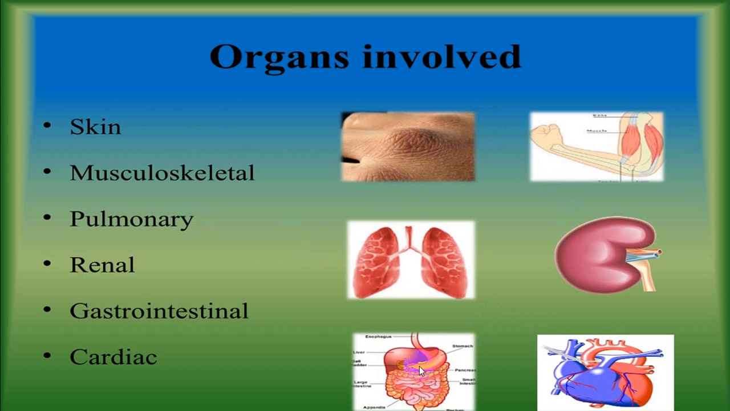GI tract involvement with calcinosis, telangiectasia, and Raynaud's phenomena is more common in the case of CREST syndrome, and that is seen in the limited variety. And calcinosis cutis, that is calcinosis in the skin, is not commonly seen in the diffuse variety.